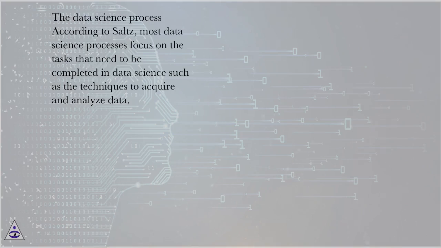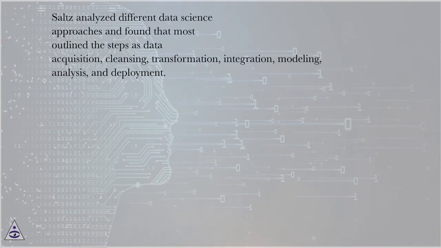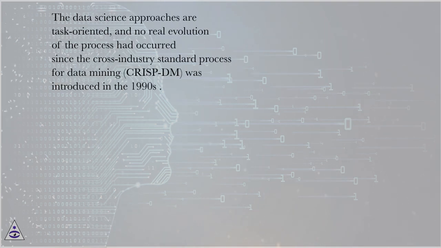The data science process. According to Saltz, most data science processes focus on the tasks that need to be completed in data science, such as the techniques to acquire and analyze data. Saltz analyzed different data science approaches and found that most outline the steps as data acquisition, cleansing, transformation, integration, modeling, analysis, and deployment. The data science approaches are task-oriented, and no real evolution of the process had occurred since the cross-industry standard process for data mining, CRISP-DM, was introduced in the 1990s.